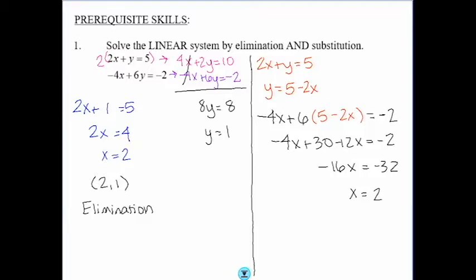Again, I need to go back and solve for the other variable. So I'm going to plug 2 in for x in this equation to figure out what y is. So if I know that y is 5 minus 2x, and I plug 2 in for x, I end up with y equals 1. So again, my final answer is the point (2, 1). And this is substitution.